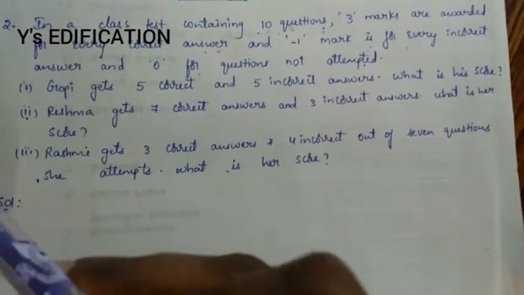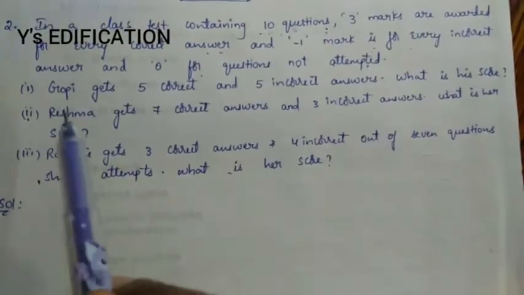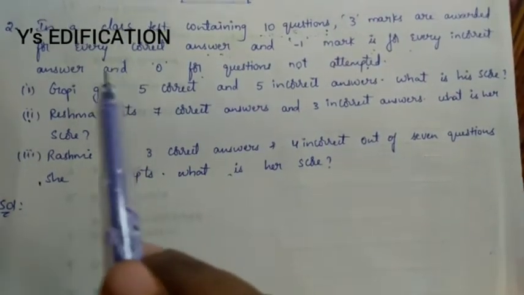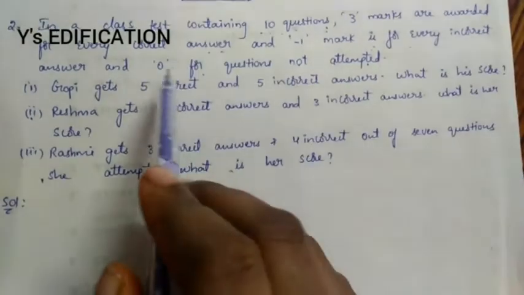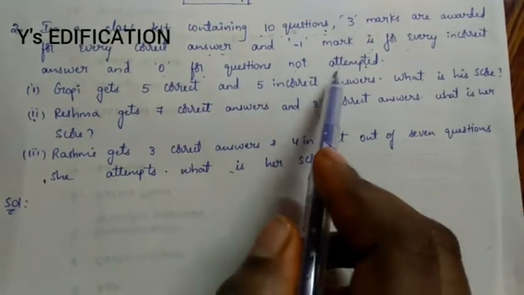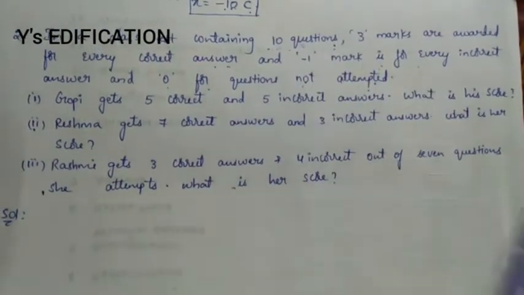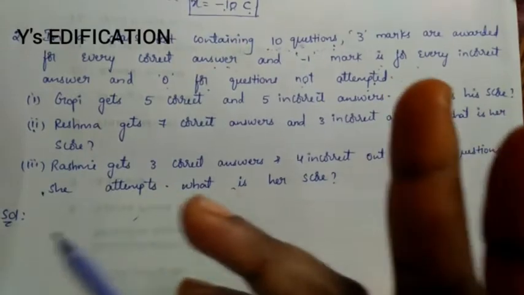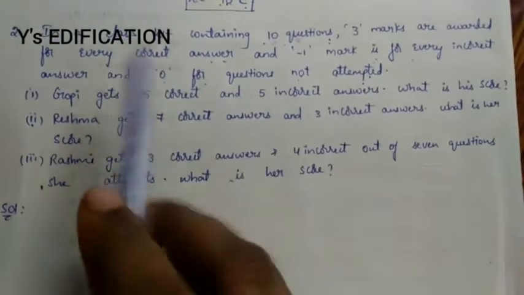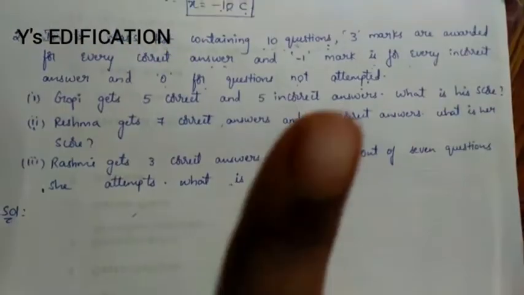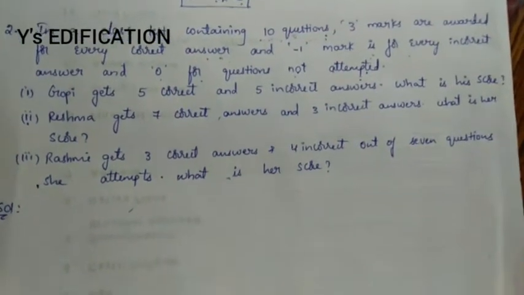If we write any wrong answer, 1 mark will be deducted. That means 1 mark will be minused from our result. And 0 for questions not attempted. If we didn't attempt a question, we won't get any marks. The marks will neither be added nor deducted. So 3 marks is for the right answer, minus 1 for the wrong answer, and 0 for the questions which are not attempted.